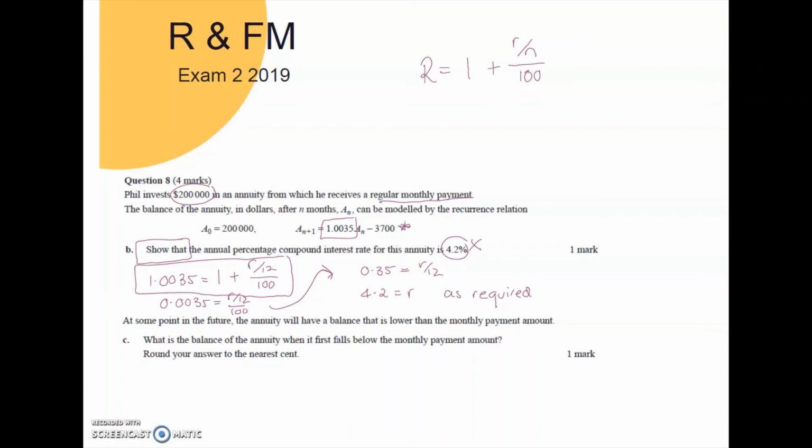Okay, so looking at part C now. We're told that at some point in the future that annuity will have a balance that is lower than the monthly payment amount. Firstly, the monthly payment amount we can see from our recurrence relation up here is $3,700. So what is the balance of the annuity when it first falls below the monthly payment amount? Firstly, we need to know when. So we're going to find N. Then we'll use that value of N to find out what the balance is at that point.